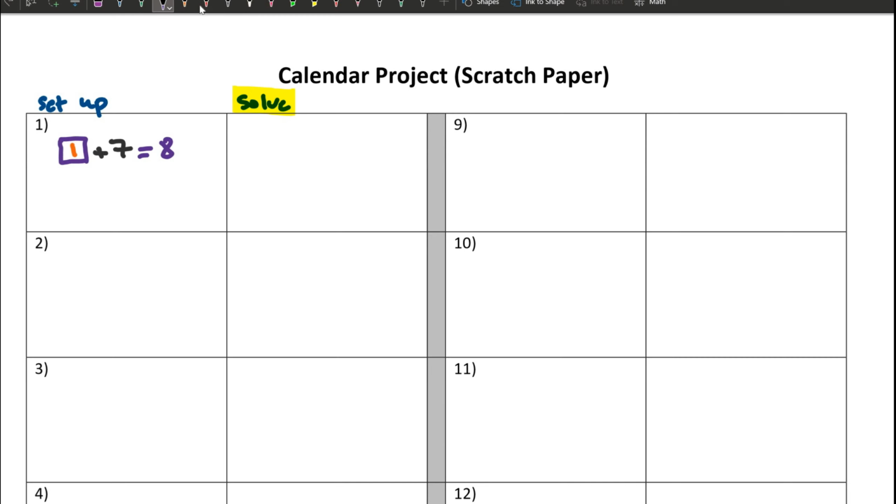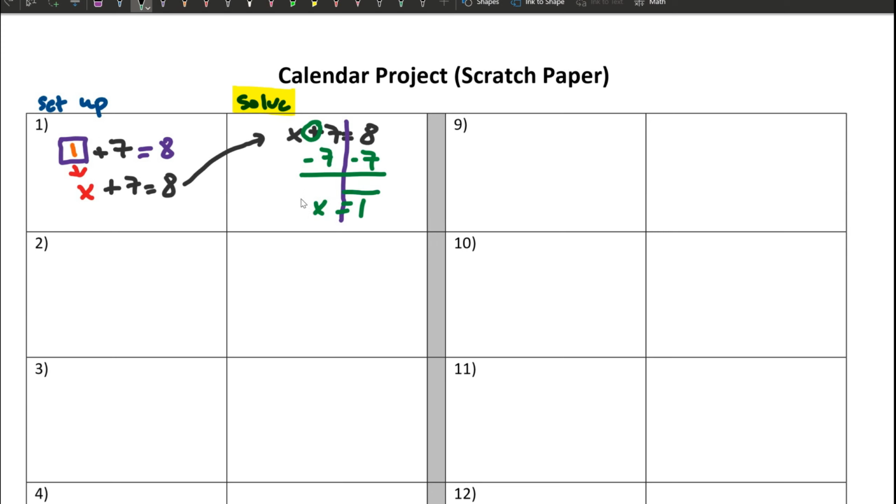Our next step is to replace your box with x, so x plus 7 equals 8. That will be your equation. Then you solve it. x plus 7 equals 8, and we're going to solve for x. How do you solve for x? You do the opposite operation, like the bell work we just worked on earlier. Subtract 7 from both sides. x equals 1. Yes, definitely x equals 1. It matches the date that we chose earlier. Can we set it up that way?